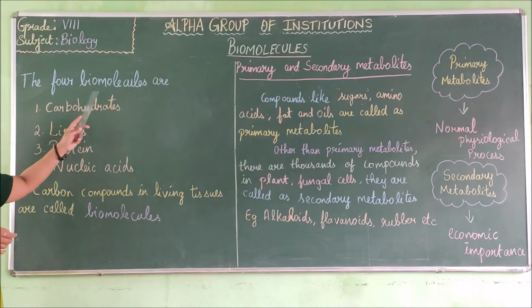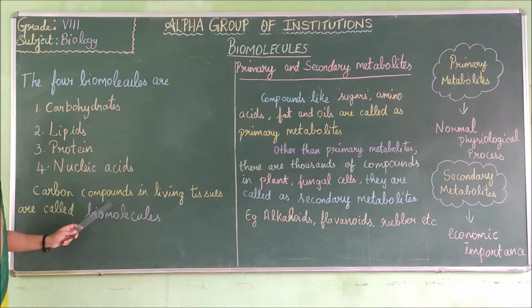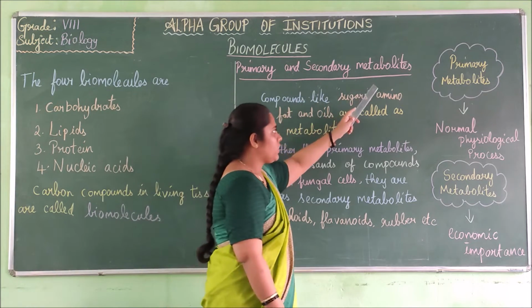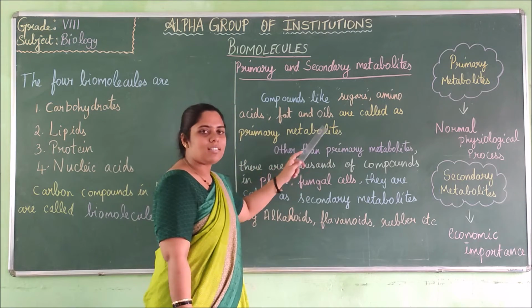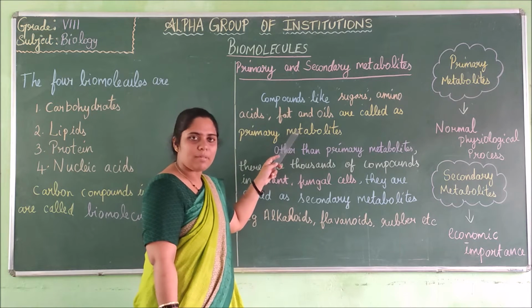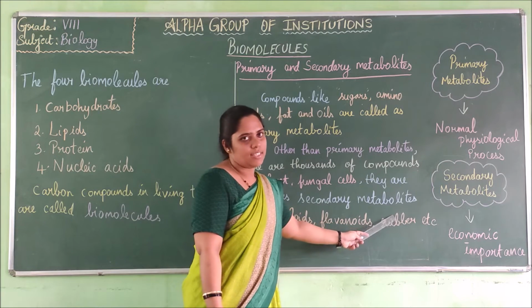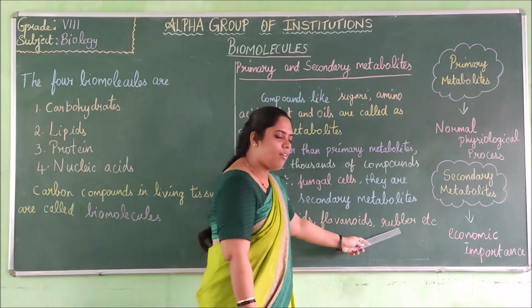So the four major biomolecules are carbohydrates, lipids, proteins and nucleic acid. Carbon compounds in living tissues are called biomolecules. After that we saw primary and secondary metabolites. Compounds like sugar, amino acid, fats and oils are called primary metabolites. Other than these, there are thousands of compounds called secondary metabolites. Example, alkaloids, flavonoids and rubber.